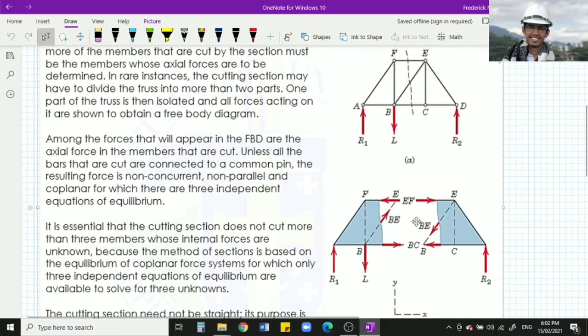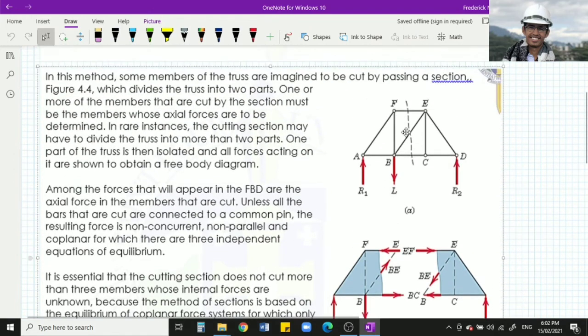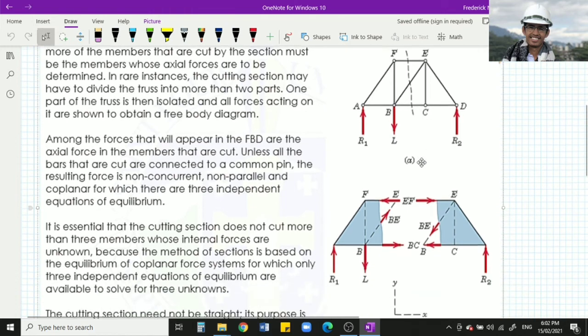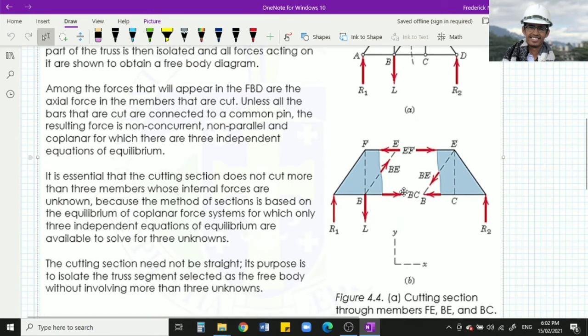Example, itong truss natin. So, naglagay tayo ng cutting plane. Hinati natin sa dalawa. Selection natin, so, dumaan sa FE, BE, and BC. Okay? So, i-isolate natin yung ating truss and then pwede nating i-analyze. So, itong first part, we can analyze it. Makokompute natin yung forces ng EF, BE, and BC.